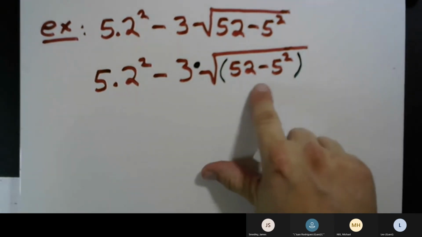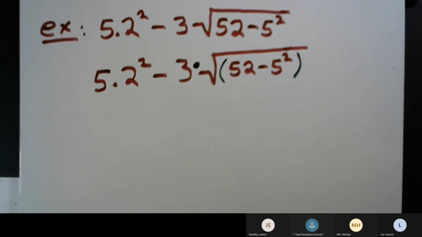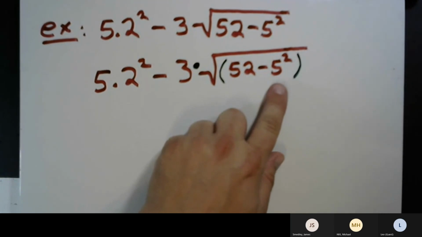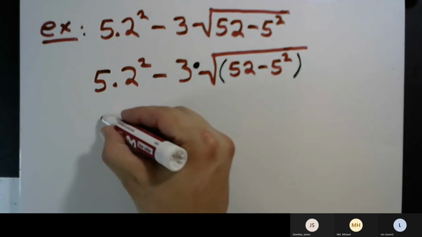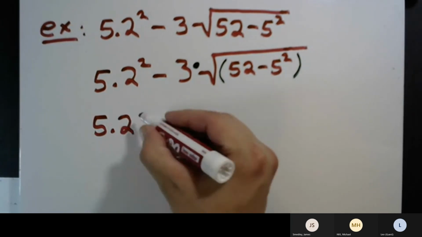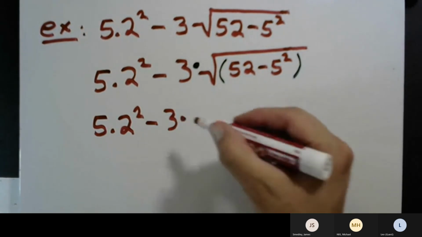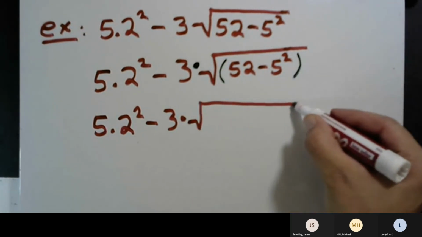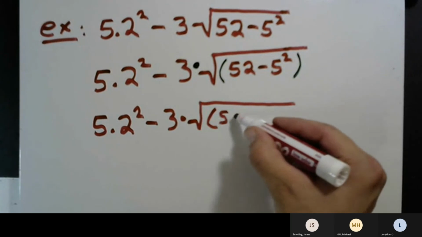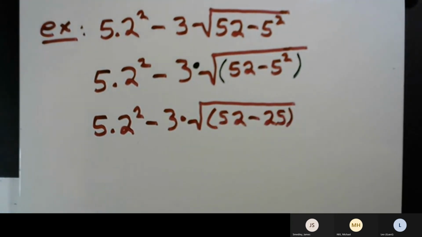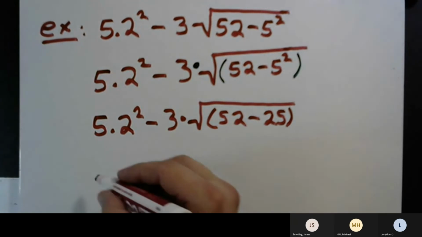So let's work in the parentheses first. Now, inside the parentheses, we have to subtract and do an exponent, and the exponents are first. Now, this is 5.2 squared minus 3 times, and then we have 52 minus 25. Now 52 minus 25 is 27.